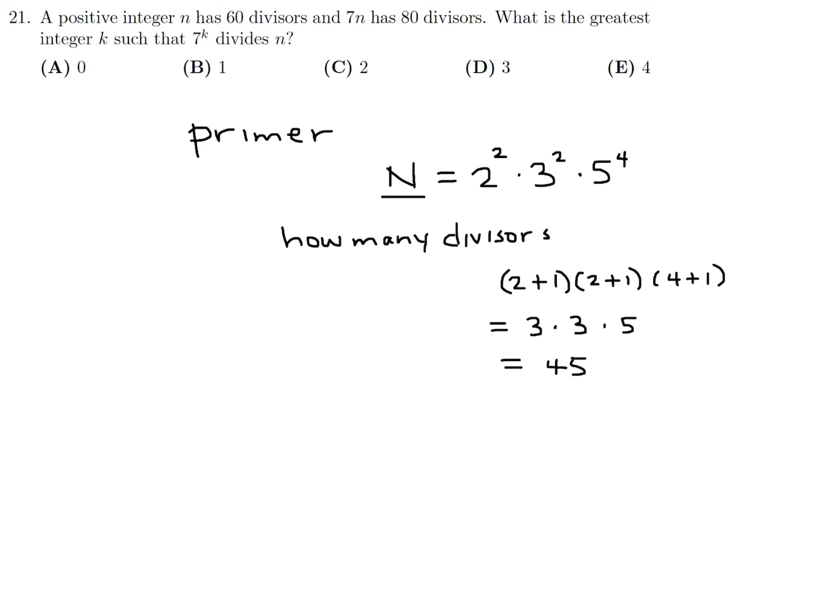So in general, if you have n equal to, say, a to the power of x, b to the power of y, c to the power of z, and so on, it could be anything. If a, b, and c are the prime factors, then the number of divisors is going to be x plus 1 times y plus 1 times z plus 1. All right? So that's the first part of this question. I just wanted to explain that before I get into the question stem.